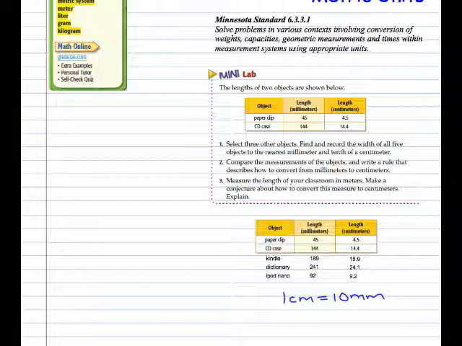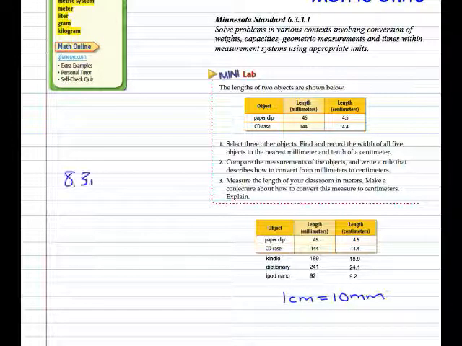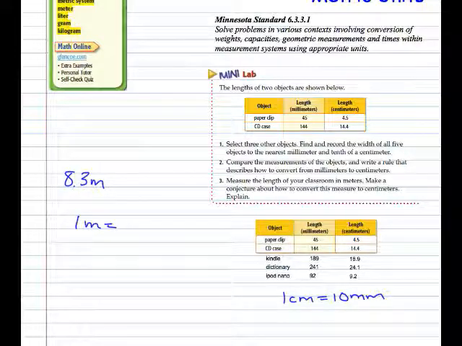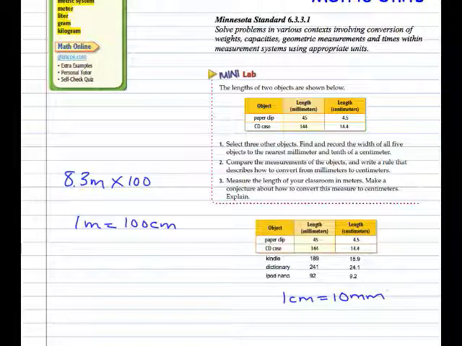I measured the length of my classroom. I found it to be 8.3 meters. I know that 1 meter equals 100 centimeters. So to convert my room to centimeters, I would take my 8.3, multiply it by 100, and my result would then be 830 centimeters.